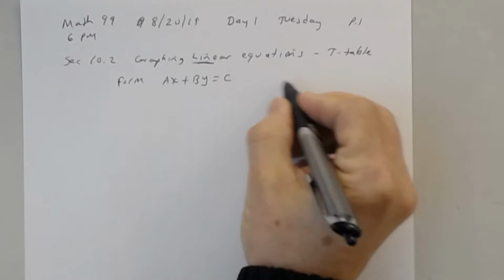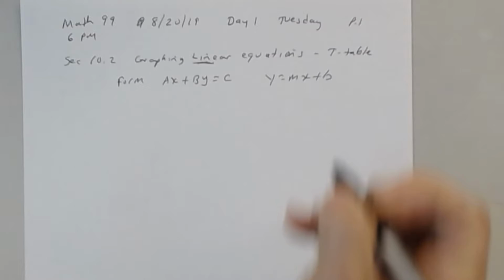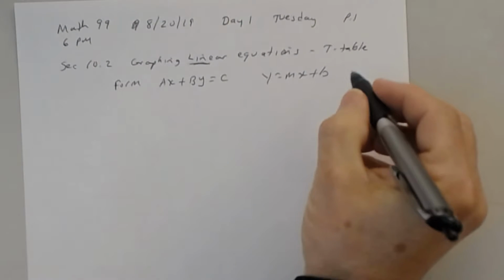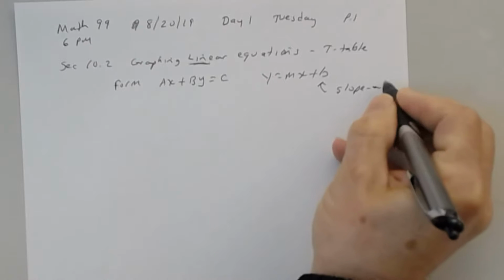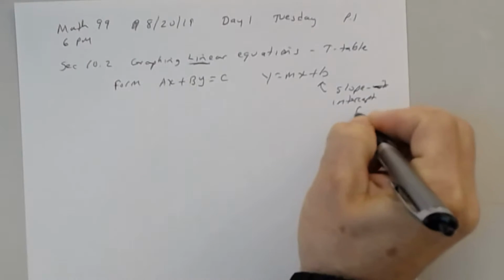The other form you could see it in is something like this, y equals mx plus b. That's another form. And you did this in Math 98, where when you get y by itself, that's called slope-intercept form. So you may remember that. That's called slope-intercept form.